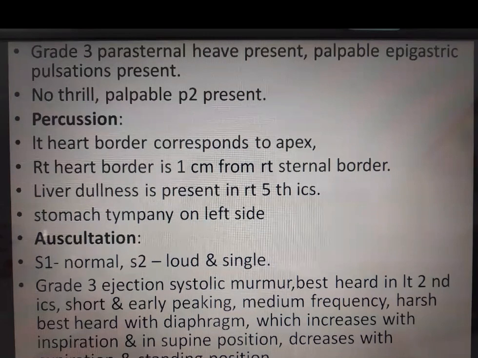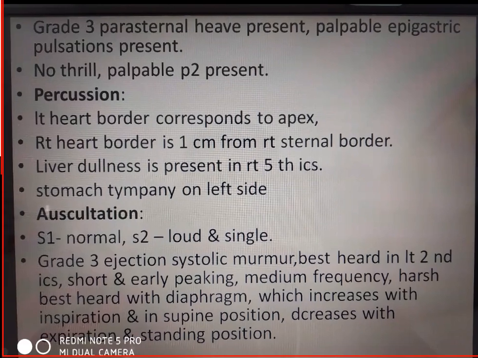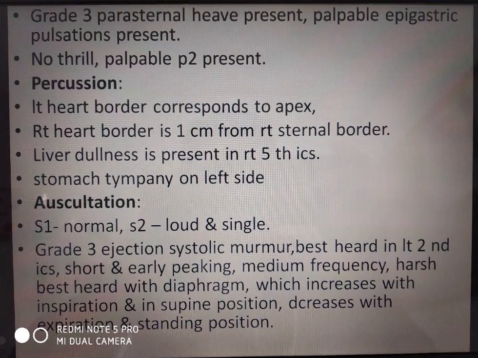So there is a grade 3 parasternal heave present. There are palpable epigastric pulsations present, and there is no thrill. There is a palpable P2 present. How did you say this P2? Sir, it was in the pulmonary area. So I said this. So it could be A2 also.